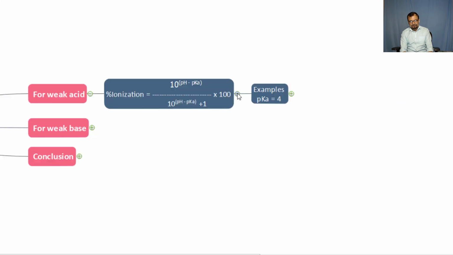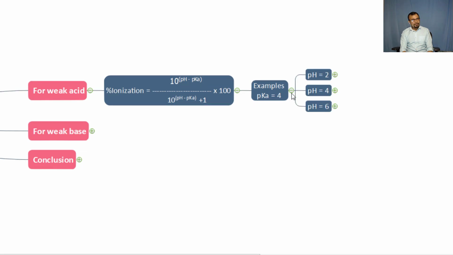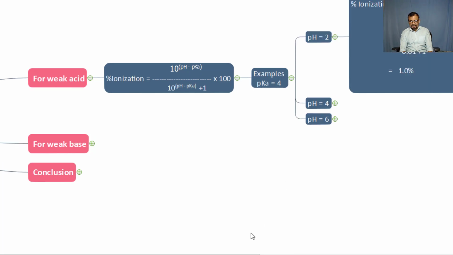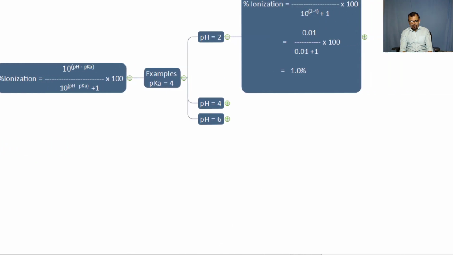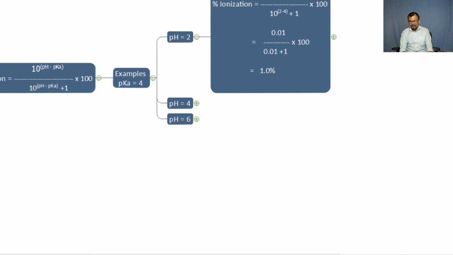So I have taken an example with the pKa value equal to 4 for the weak acid, and I am going to determine the percent ionization of the weak acid having pKa 4 at pH 2, at pH 4 and at pH 6. So let us check what is the percent ionization in case the pH is equal to 2.